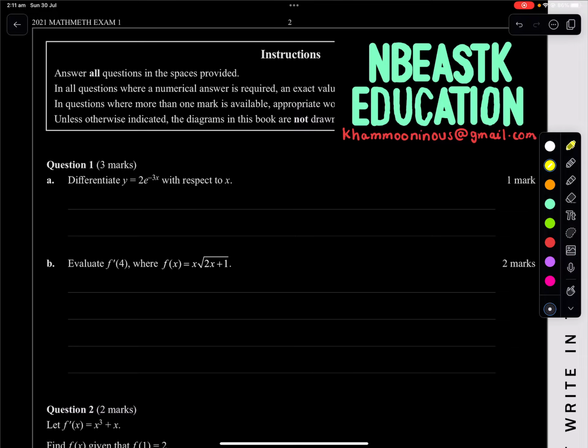Question 1a. Differentiate y equals 2e^(-3x) with respect to x. 1 mark, so just give your answer. That'll be dy/dx equals negative 3 multiplied by 2e^(-3x), which is equal to negative 6e^(-3x). That should be your answer for question 1. 1 mark. Just this. Next question.